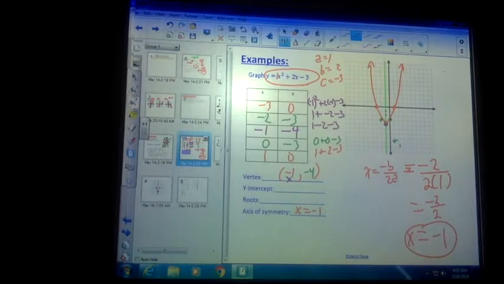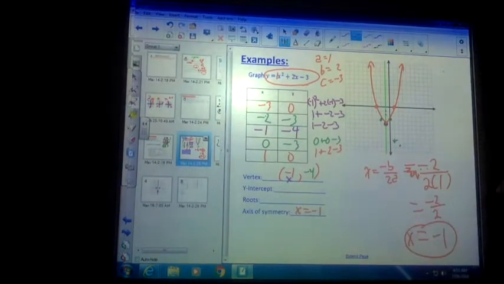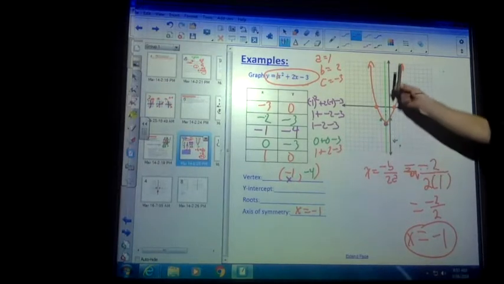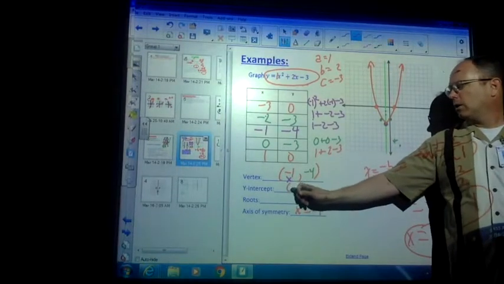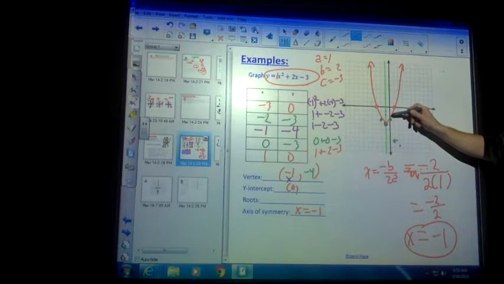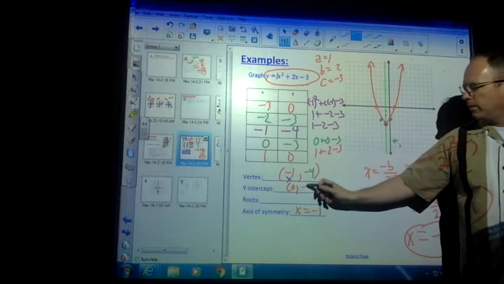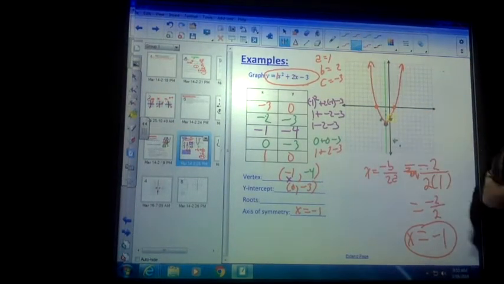So, are we able to see where it crosses the y-axis? Can we see where it crosses right here? Where does it do that? At 0, comma what? Right there. -3. At 0, -3, right here is where it crosses, right?